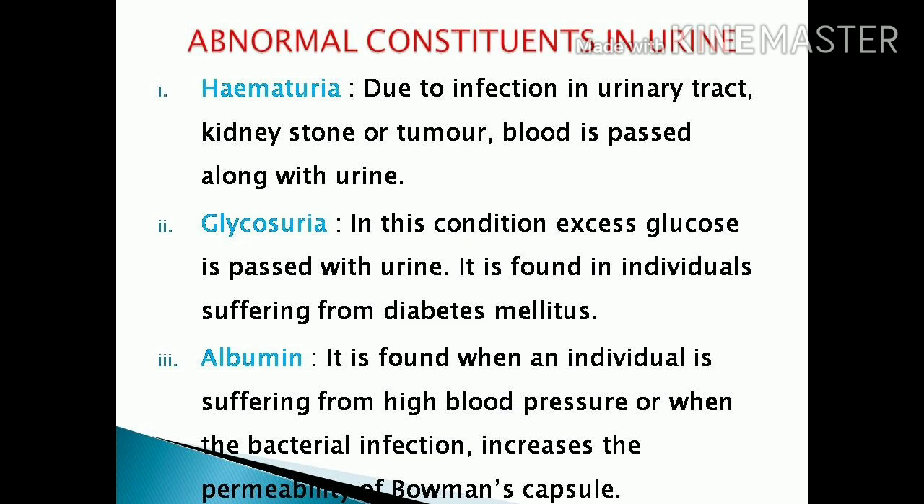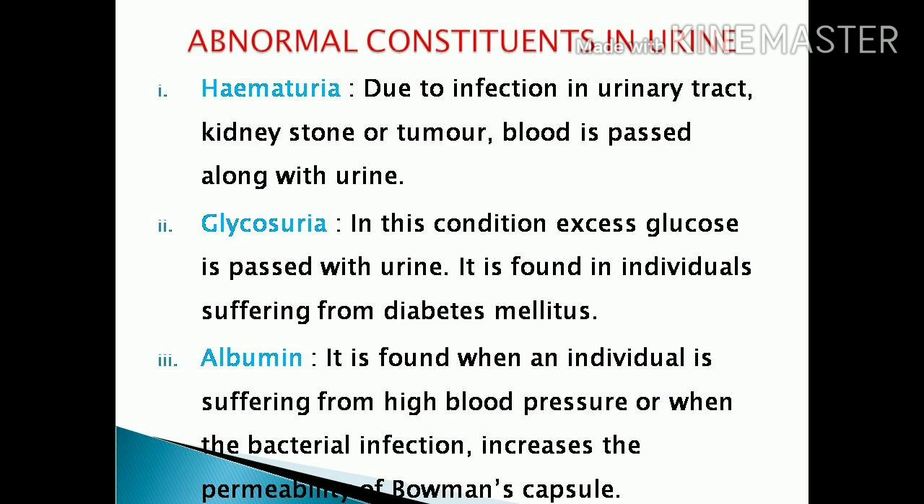Next, glycosuria. In this condition, excess glucose is passed with urine. It is found in individuals suffering from diabetes. In those who suffer from diabetes, glucose also passes in the urine. That condition is called glycosuria.